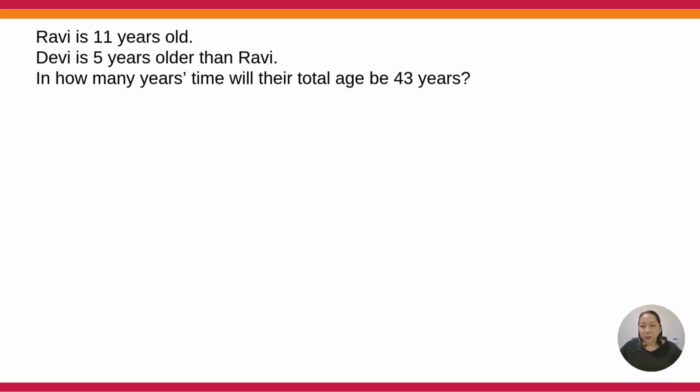Ravi is 11 years old. Devi is 5 years older than Ravi. In how many years' time will their total age be 43 years?